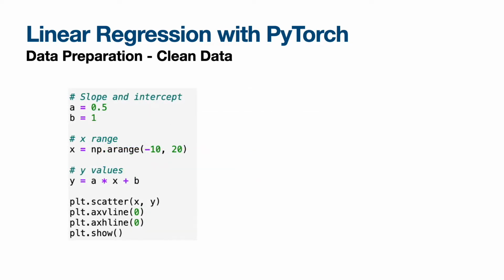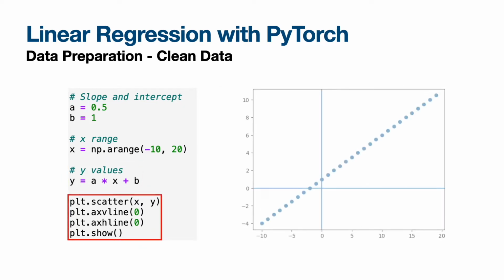First, I'll prepare clean data for reference. I set the slope to 0.5 and the intercept to 1. I generate x values from -10 to 20 and then calculate corresponding y values. We can plot x and y values using Matplotlib's scatter function. I'll also draw vertical and horizontal lines using axvline and axhline functions.